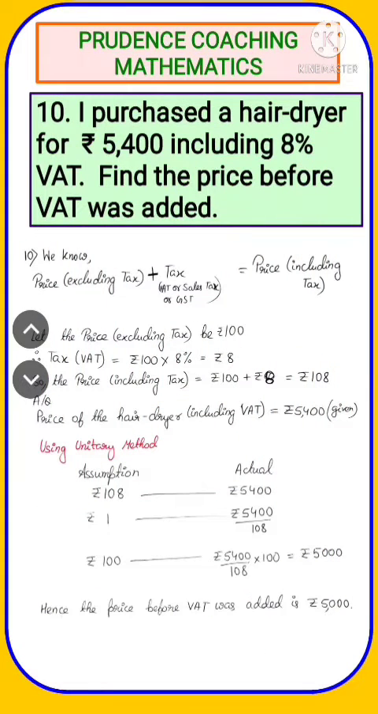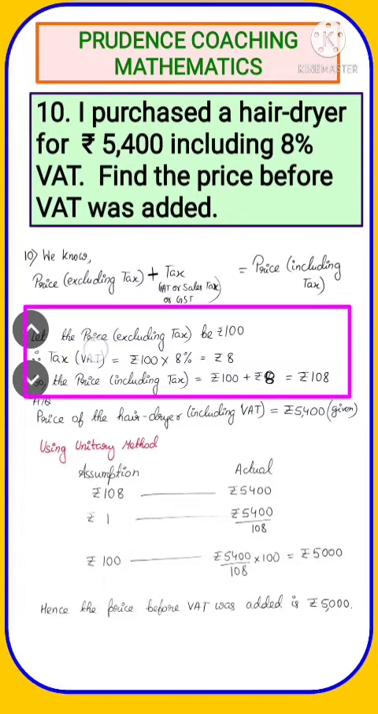Students, as you know, price excluding tax plus tax, you will get price including tax. Excluding tax means tax is not included here. Plus tax, you will get price which is including tax, means tax is included. So in this type of sum, you will always assume the price excluding tax to be rupees 100. So we have assumed let the price excluding tax be rupees 100.